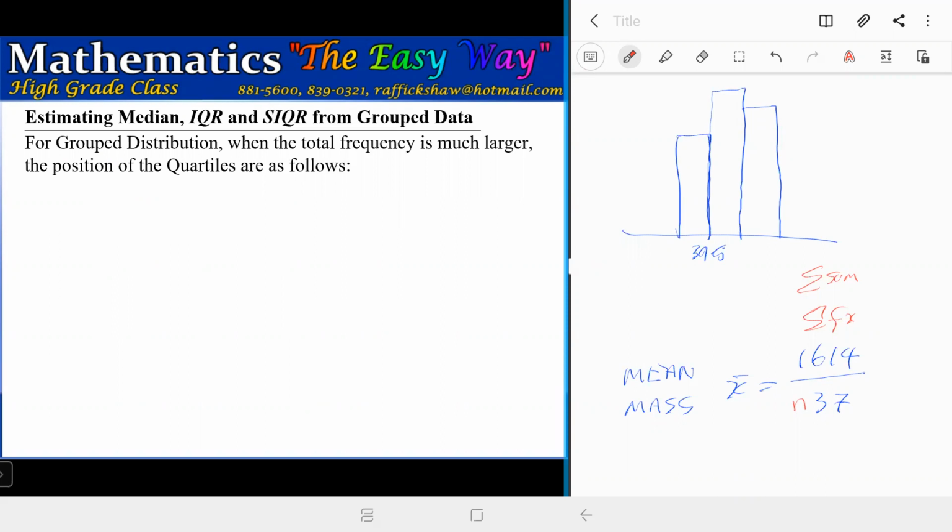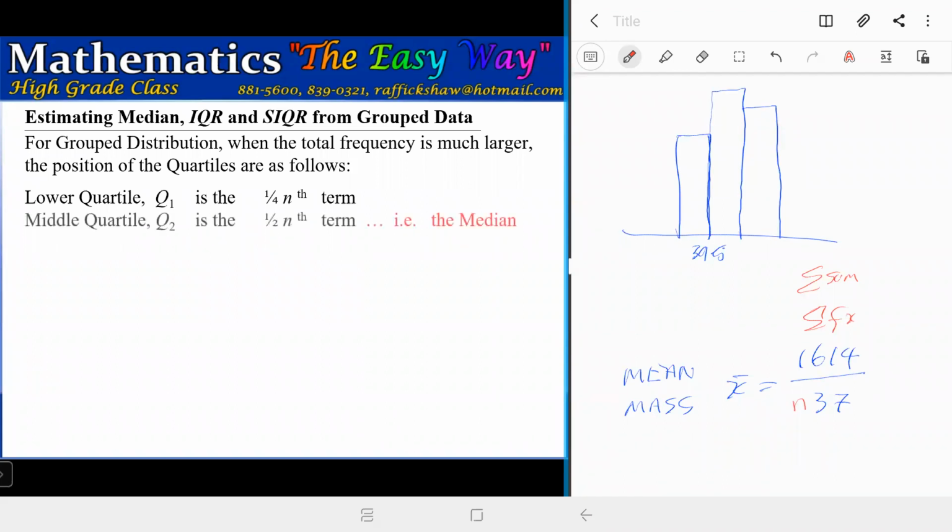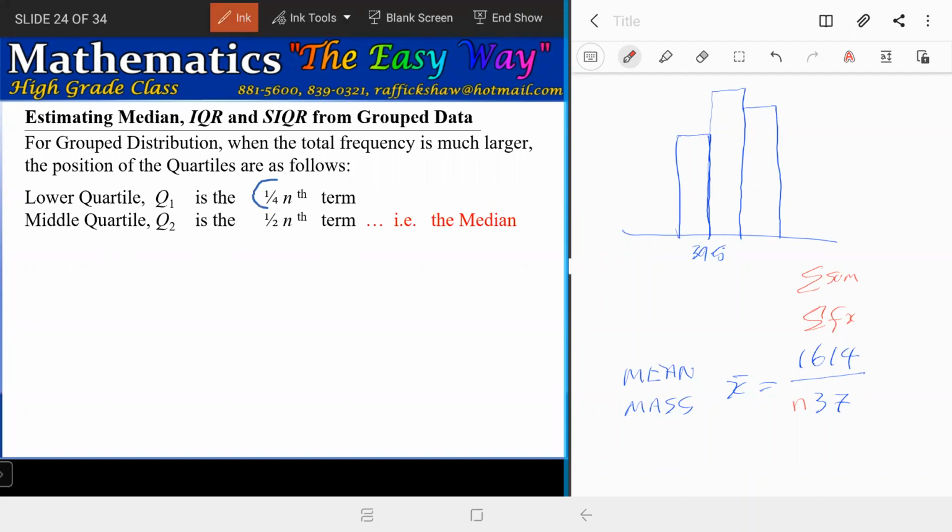And you are estimating anyway, so the +1 is not going to make any material difference. So this is it. The lower quartile is the quarter n term, not quarter n plus 1 anymore. The position of the median is the half of the n term. So if you have 100 terms, then this is 25. Quarter of 100 is 25. And this will be 50. So the 50th term would be the median term.